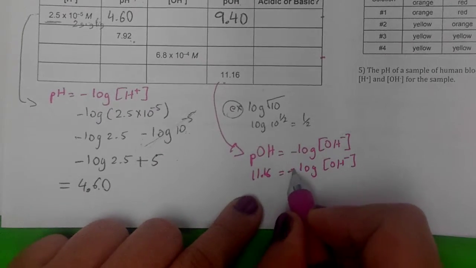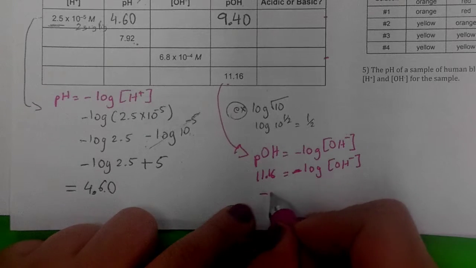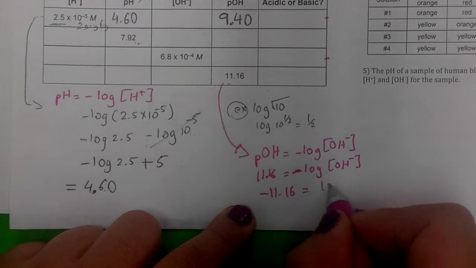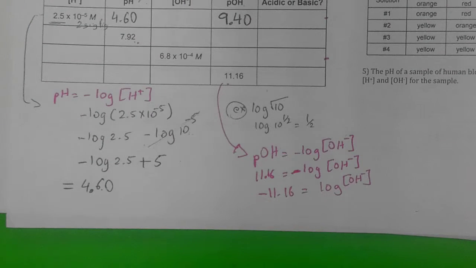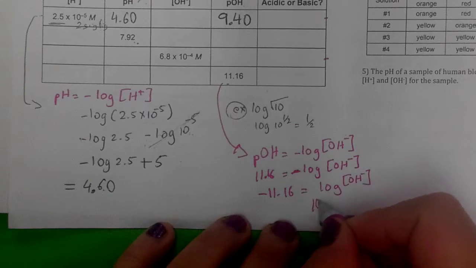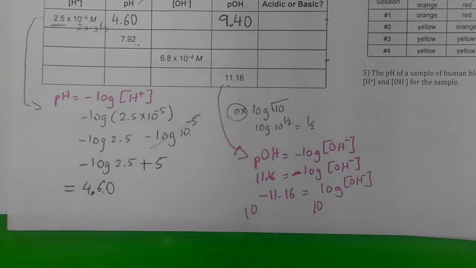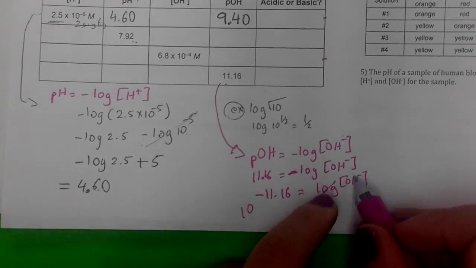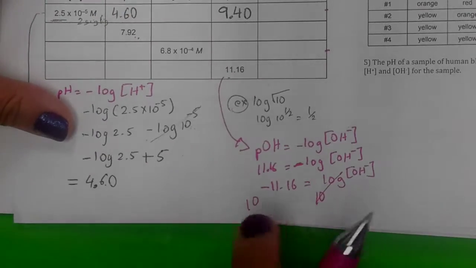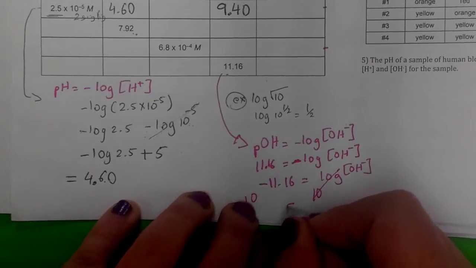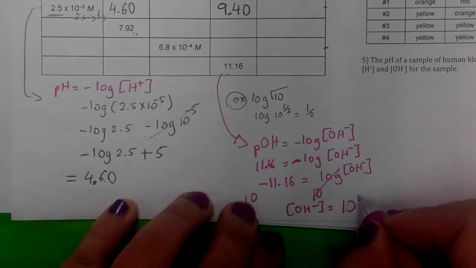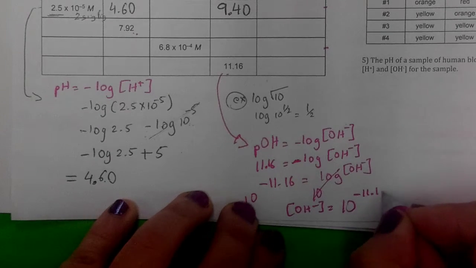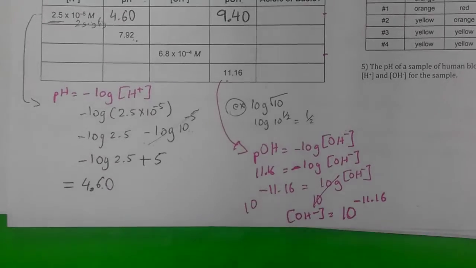Again, I'm going to send that negative to this side. So I'm going to say negative 11.16 is equal to log of OH minus. Remember how we said we can undo the logs by doing 10 to the power? So you're going to say base 10 to the power. Then that will drop out and you're just going to get OH. So what you're going to type in your calculator is this: concentration of OH minus is equal to 10 to the power negative 11.16. That's what you're going to get.